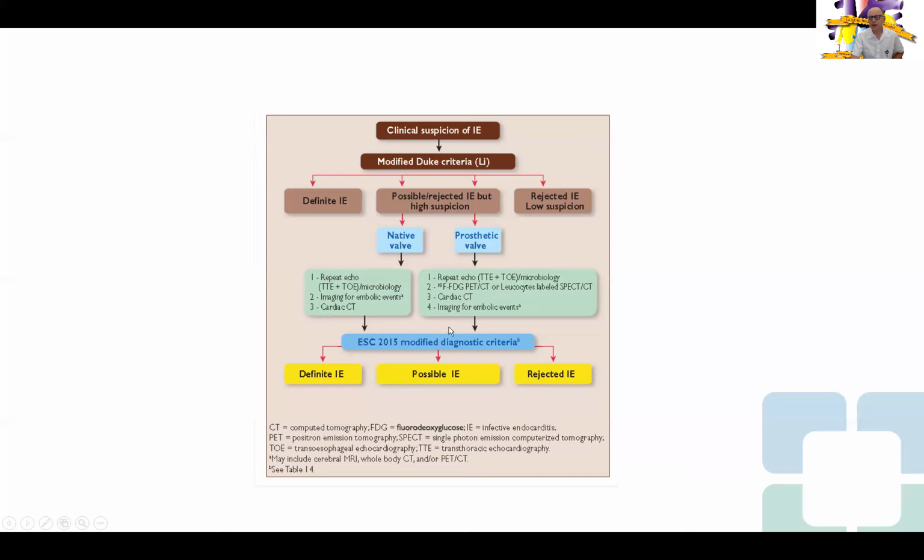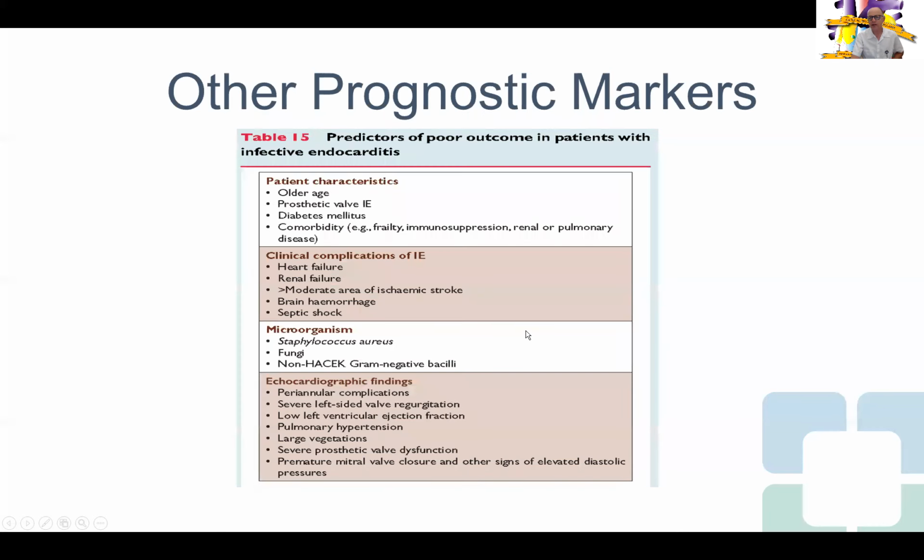And based on that, you can get the patients into 3 buckets. One is definite endocarditis, possible endocarditis, where you have to follow up the patient with either further imaging downstream or repeat imaging, or the endocarditis diagnosis, the hypothesis, is rejected. So 3 buckets here. This is a nice guideline to tell you how to get there.